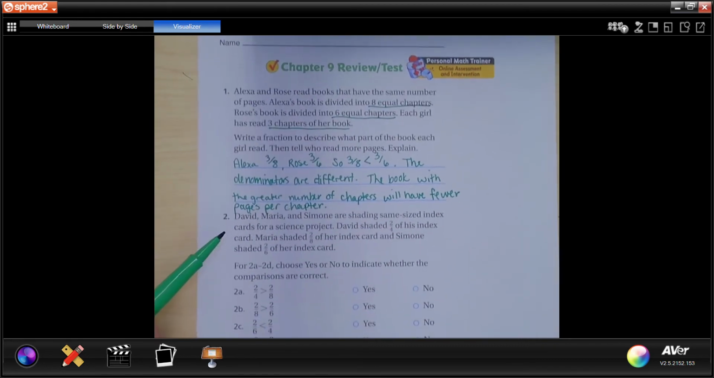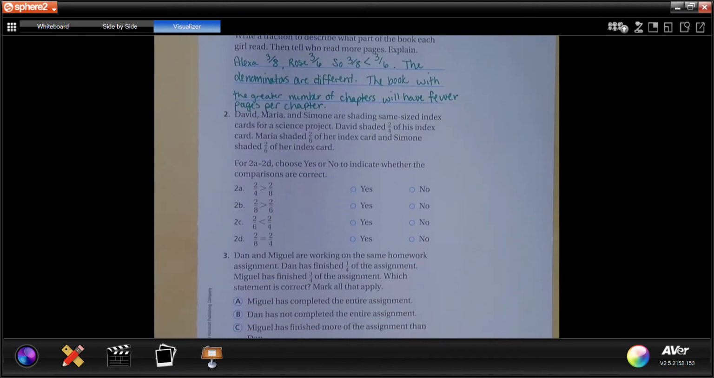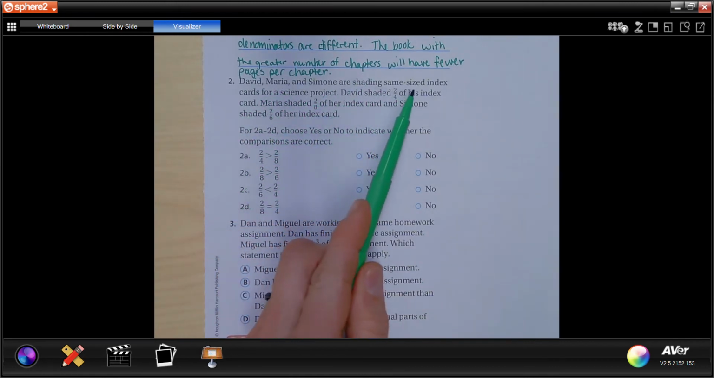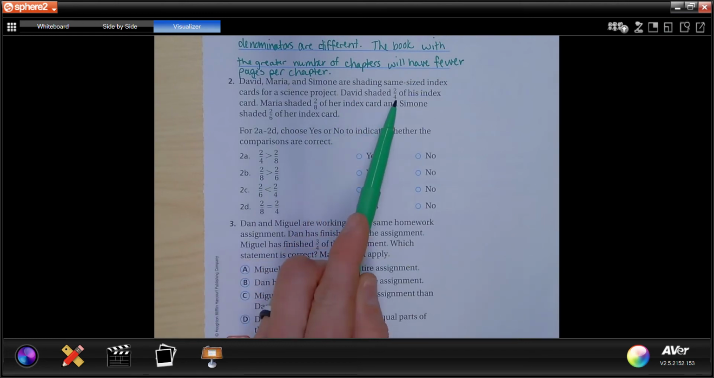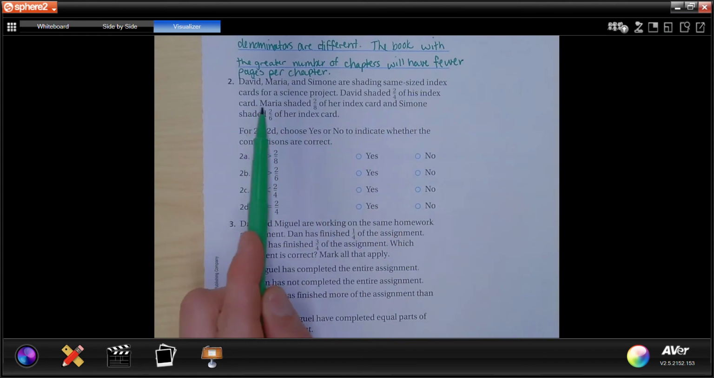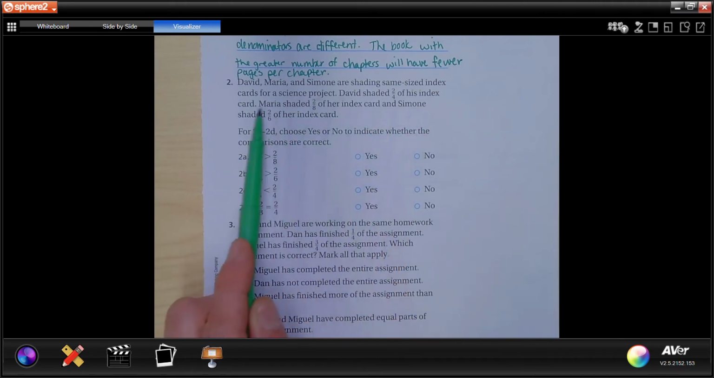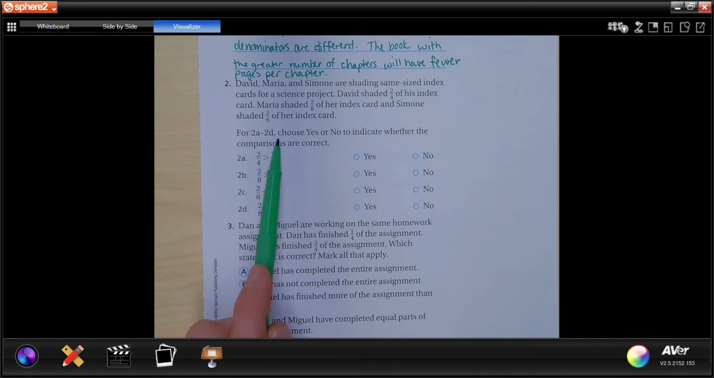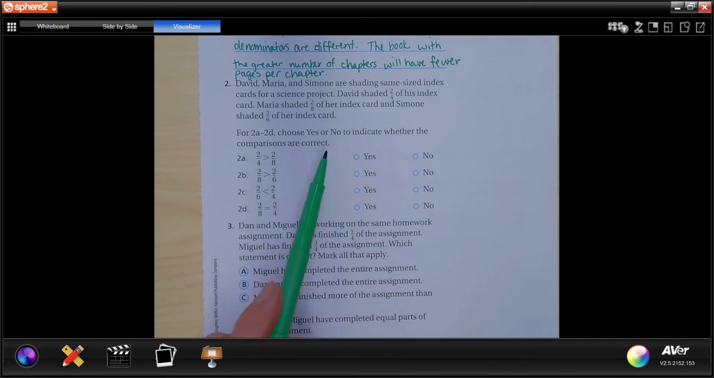Okay, number 2. Let's move this just a little bit. There we go. Okay, number 2. David, Maria, and Simone are shading same-size index cards for a science project. David shaded 2/4 of his index card, Maria shaded 2/8 of her index card, and Simone shaded 2/6 of her index card. For 2A through 2D, choose yes or no to indicate whether the comparisons are correct.